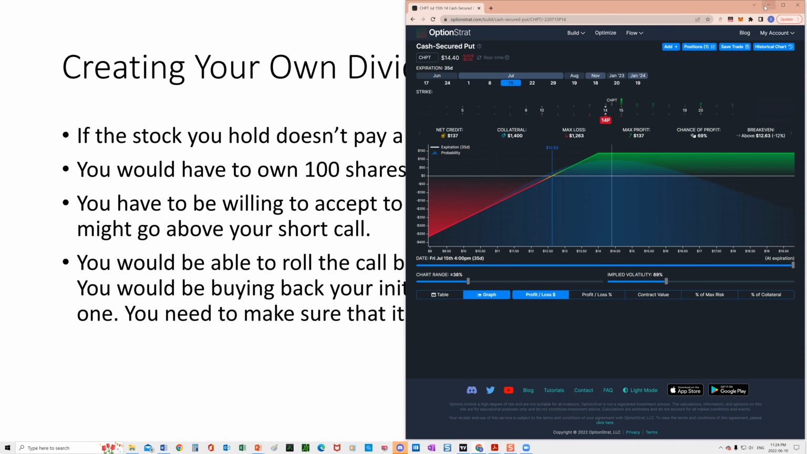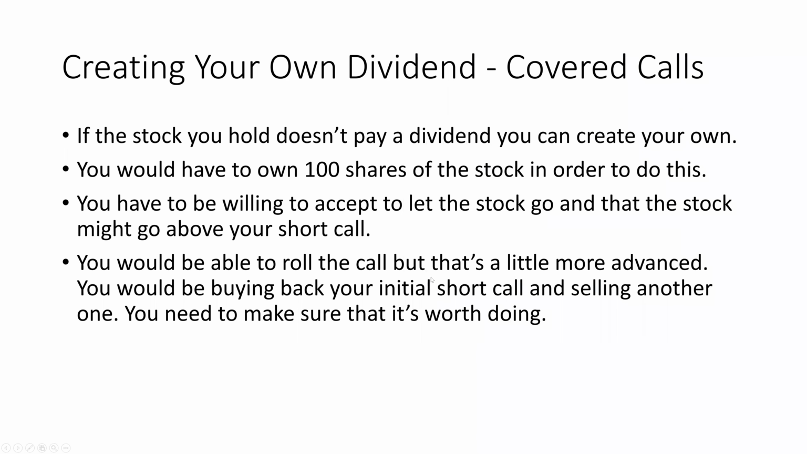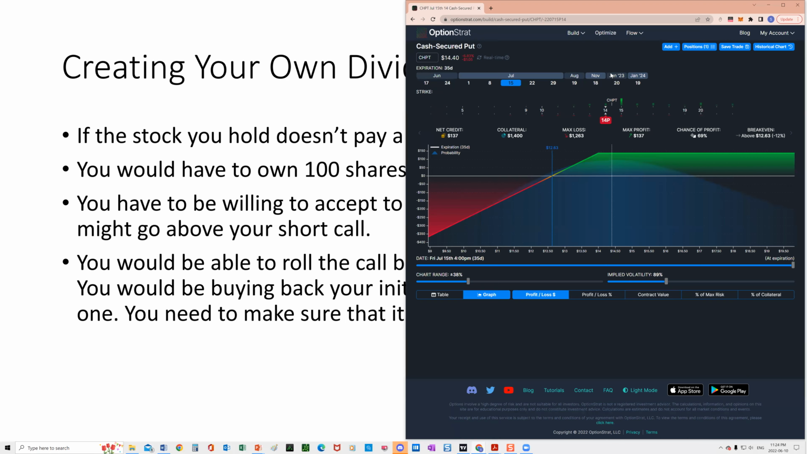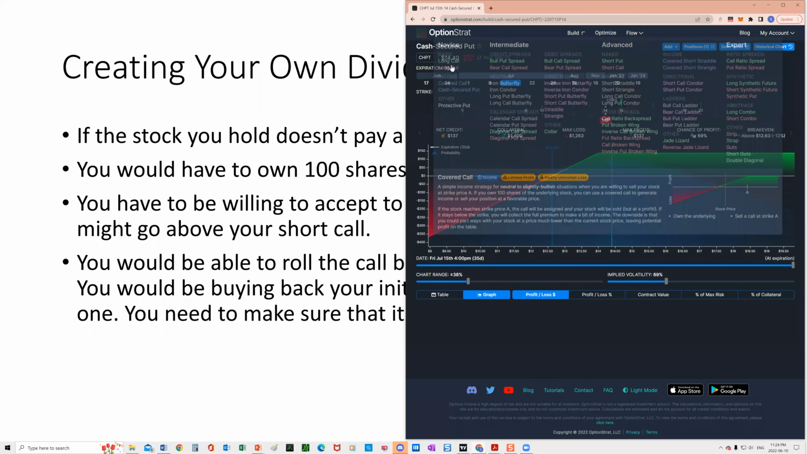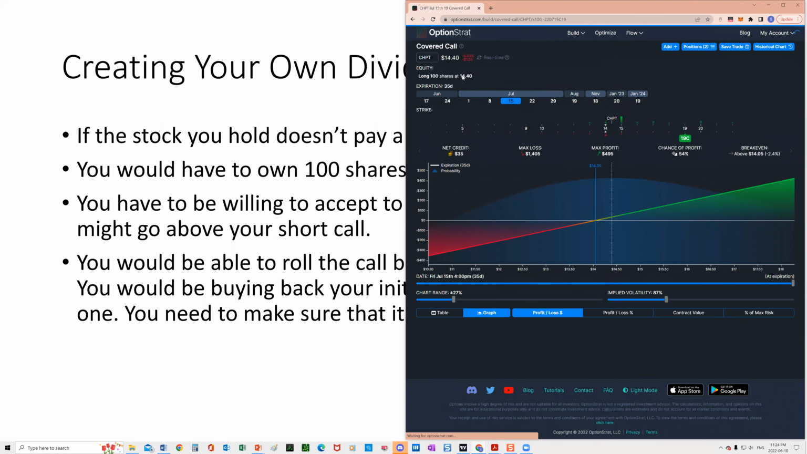The next thing that we spoke about were covered calls, right? So creating your own dividend. You'd have to own 100 shares, right? So you can see how you can buy 100 shares of stock by selling a put, right? And then you can turn around and you can create your own dividend on it. So if we go to something like ChargePoint and we say we want to build a covered call.